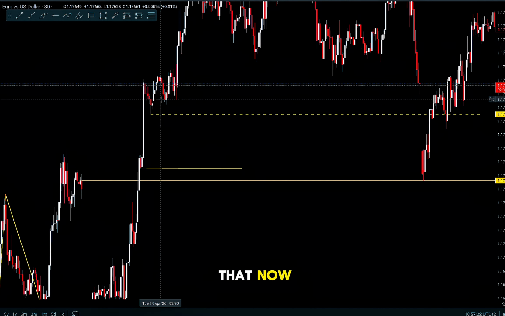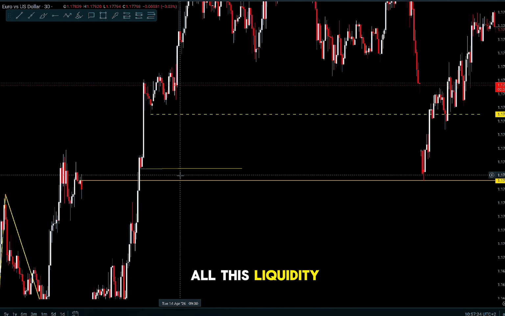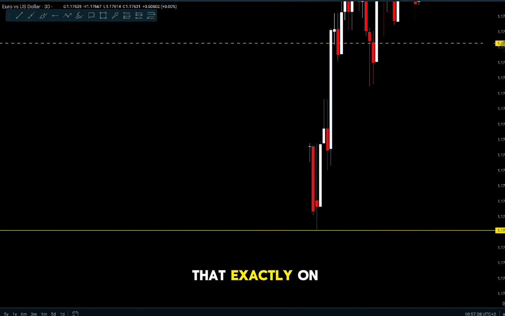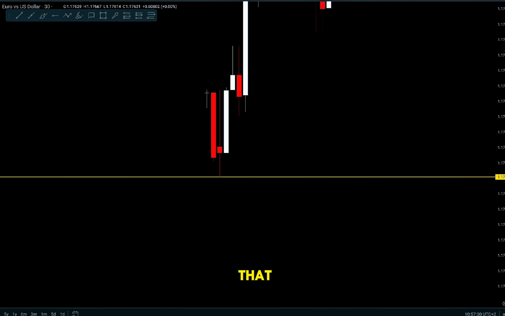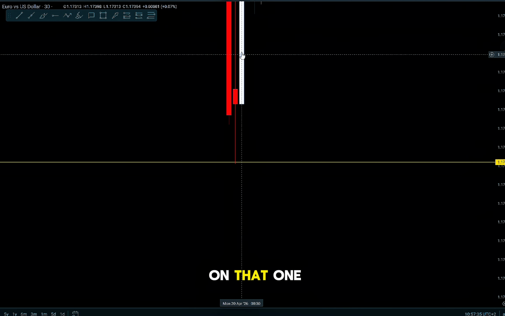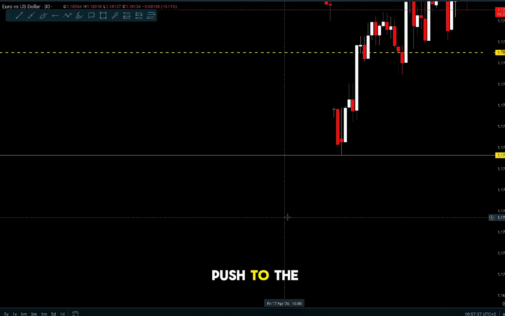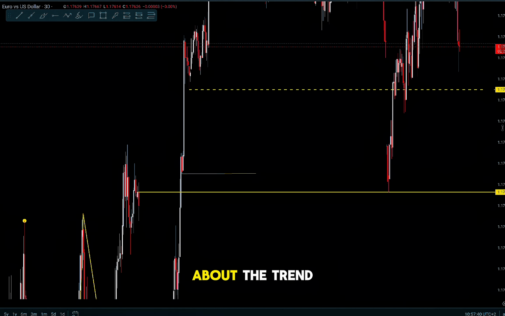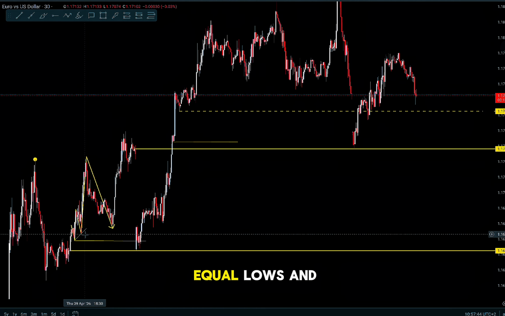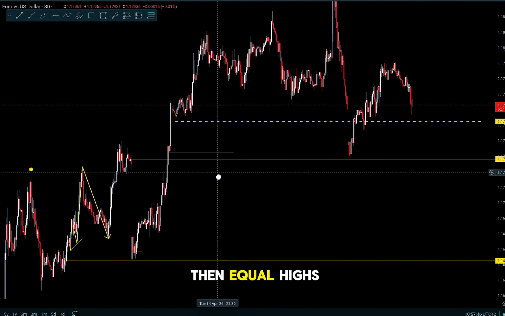And then we go back here. You can see that now price has taken all this liquidity, taking even this liquidity. And look at that, exactly on that. If I zoom, you can see exactly on that. They tapped exactly on that one, and then price pushed to the upside. This is it about the trend line liquidity, which is here, and then the equal lows and then equal highs.